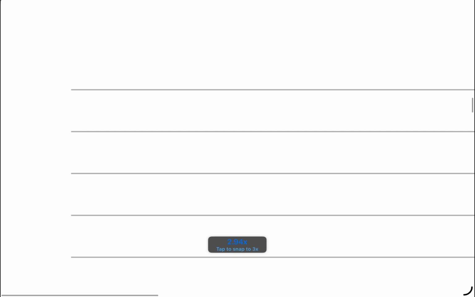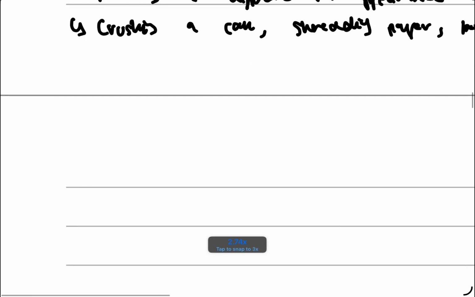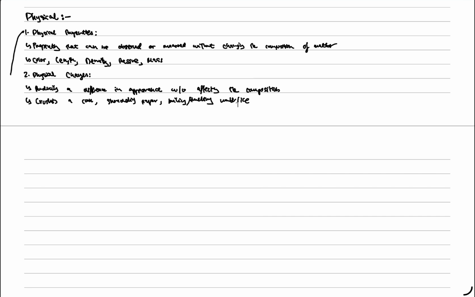And then we have to talk about one more thing when it comes to physical properties and physical changes, which is intensive and extensive properties. So that's a kind of physical property, actually. I should have mentioned it a bit before, but it's okay. Let's just talk about it now. Okay, so let's start with intensive property.